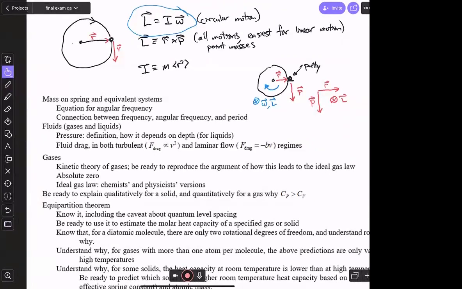Mass on spring and equivalent systems, the equation for angular frequency. So there, even though we only derived that in the last 15 minutes of the class, we did use that earlier in our discussion of the molar heat capacity of solids. So you do want to know that. So maybe I'll just remind that here, square root of K over M. Connection between frequency, angular frequency, and period.